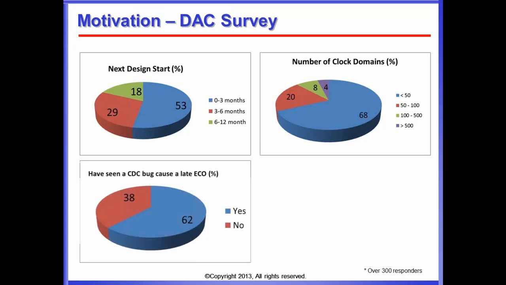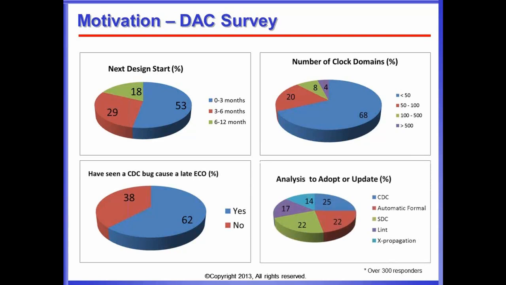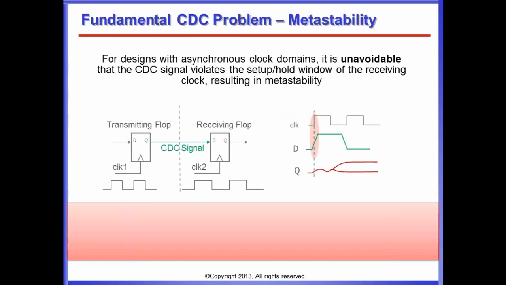Then we asked how many customers had a bug or late ECO because of a problem in the CDC, and that was about 2/3 of them. And the last question was, what are they going to invest in for the next tool choice? What do they want to add to their flow? CDC analysis and verification was on top, followed by automated formal verification. That's just as an intro.